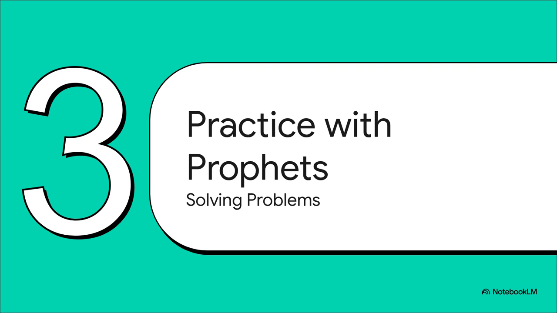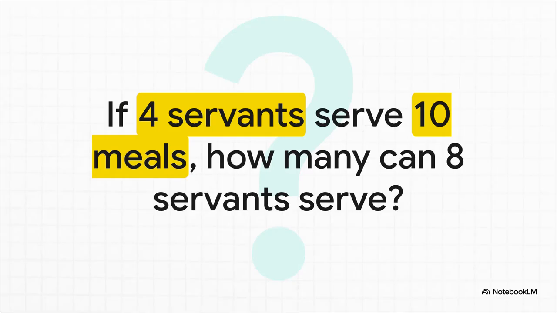Now that we've seen how it all works, let's try solving a problem ourselves. This one is pulled directly from the curriculum's homework section. Let's see how we do. Okay, here's the question. If 4 servants can handle 10 meals, how many meals could 8 servants handle? Just take a second to think about that pattern. How do the numbers scale up?